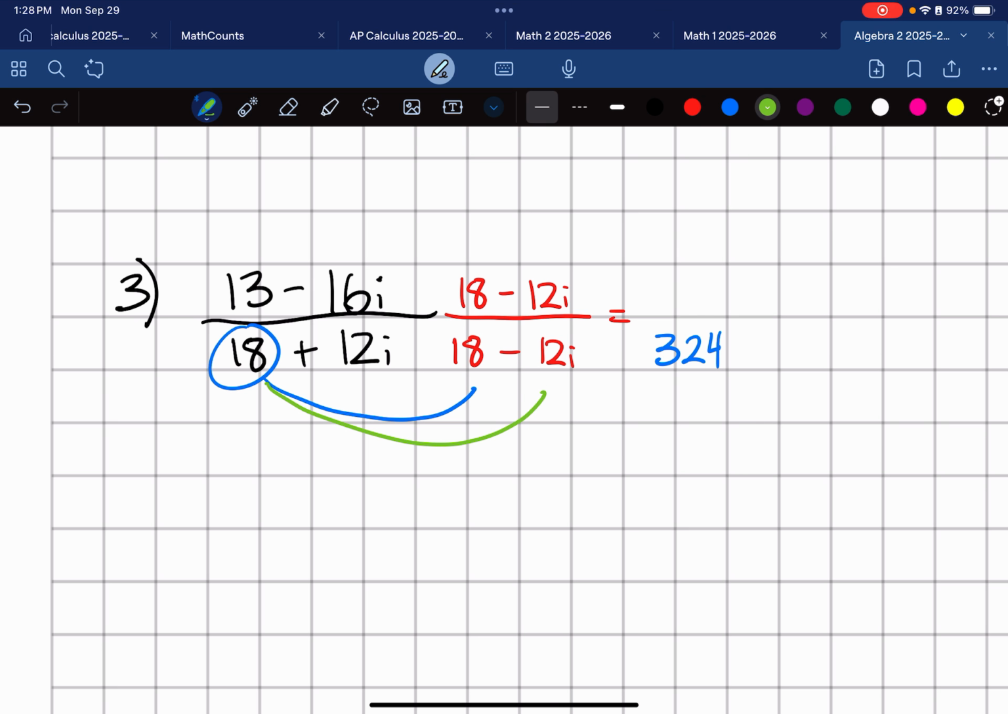Okay, so if you don't remember how to do that, let me give you a quick reminder. 18 times 12i. I know that it's going to be negative because a positive times a negative is a negative. I know that there's going to be an i in it, so it's going to be negative something with an i in it. The question is, what is that number, that coefficient on the front?